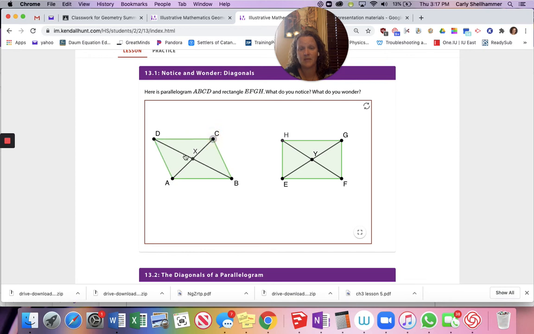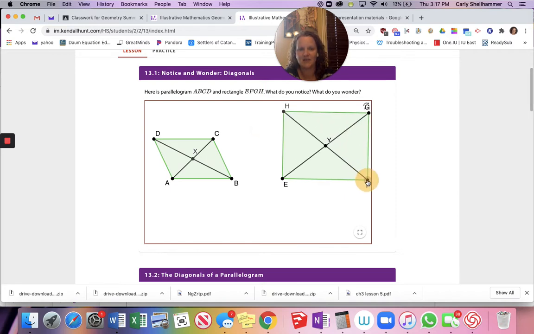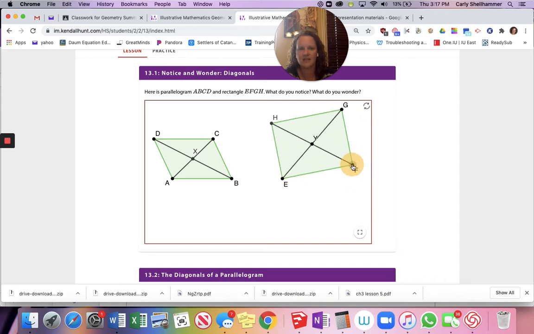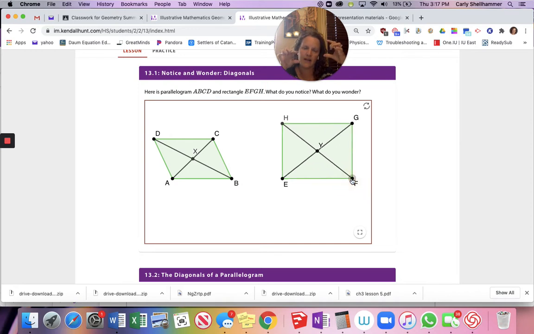If we had measurements, we could show that the diagonals bisect each other also. Here, I can't change my angles, can I? Let's see if I can move it this way too. Yep, I can change everything else, but I can't change the angles. The diagonal angles, they are stuck at 90 degrees. So that's what I notice.